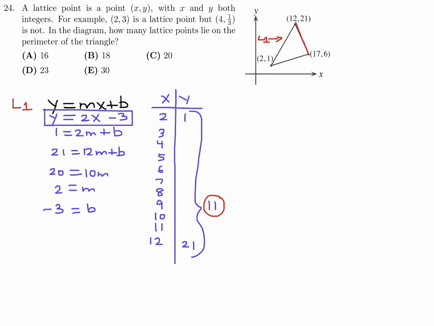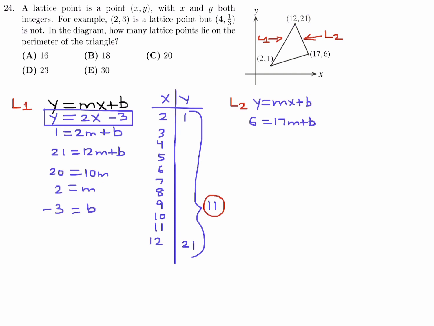Right there, between those 2 points. And we can call that L2. So L2, in a very similar way, we'll figure out the equation. Y is equal to mx plus b. Plug in the first one, which will be 17 and 6. So we get 6 is equal to 17m plus b.